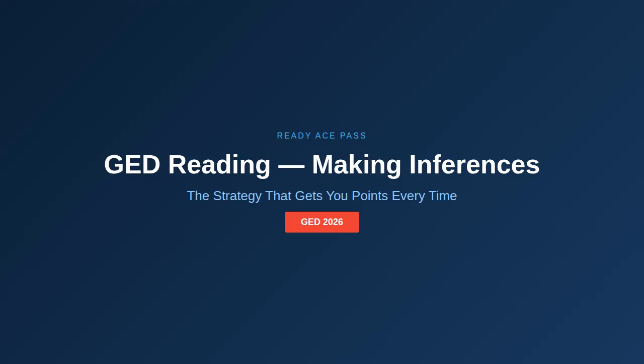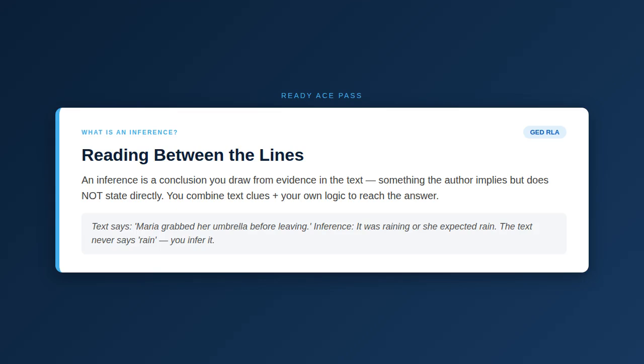GED reading, making inferences. The strategy that gets you points every time: reading between the lines. An inference is a conclusion you draw from evidence in the text, something the author implies but does not state directly. You combine text clues plus your own logic to reach the answer.